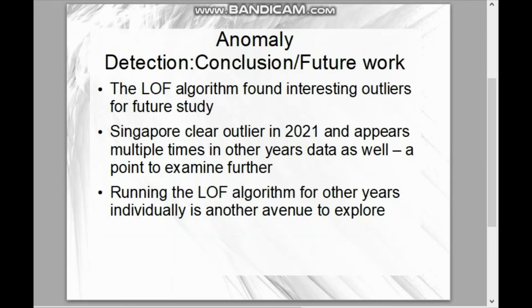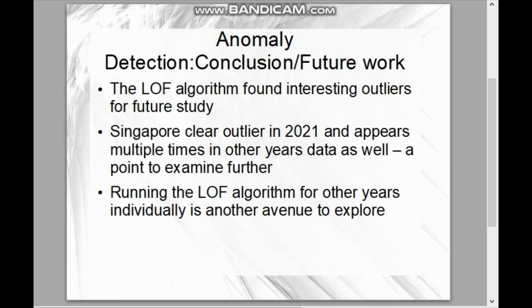So for conclusion, it seems that the LOF algorithm worked well on the data set and found some interesting outliers for future study. Singapore was a clear outlier in the 2021 data, but it also appears multiple times in the other years' data with some previous years' measurements. So this might be worth examining further. The country of Singapore might be unusual for its performance in the World Happiness Report rankings in some way.